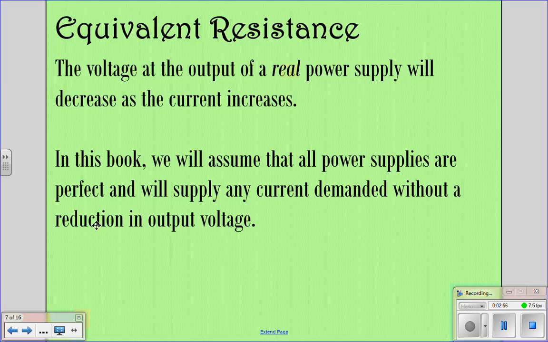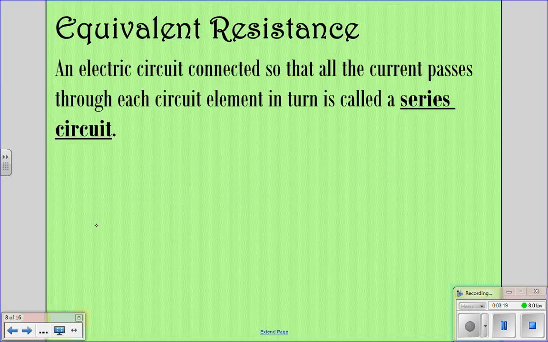But in this book, we're going to assume that all power supplies are perfect and will supply any current demanded without a reduction in the output voltage. So in real life, as your current increases, the voltage will decrease. But in this book, we're going to assume that there is no change, just to make it a little bit easier. Okay?